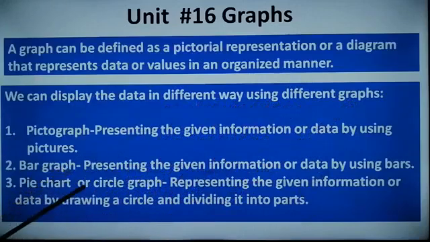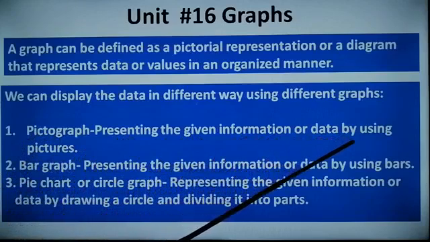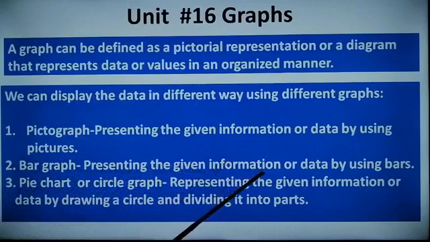So here we are going to check the first one, pictograph. Pictograph, you already learned from lower classes. That means it is representing the given information or data by using pictures. Second one, bar graph. Bar graph presents the given information or data by using bars. The third one, pie chart or circle graph. It is representing the given information or data by drawing a circle and dividing it into parts.